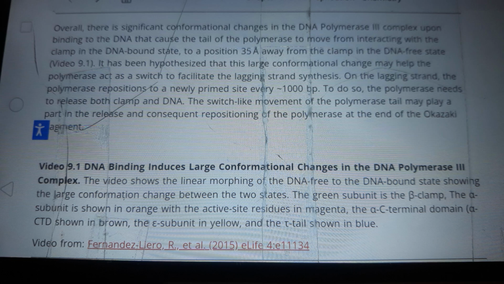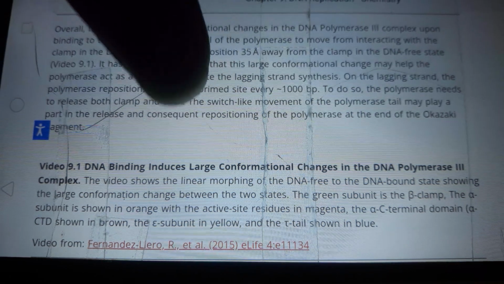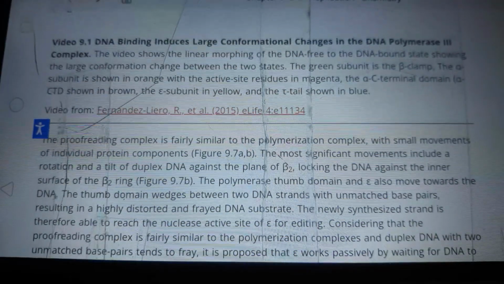On the lagging strand, the polymerase repositions to a newly primed site every 100,000 bp. To do so, the polymerase needs to release both clamp and DNA. The switch-like movement of the polymerase tail may play a part in the release and consequent repositioning of the polymerase at the end of the Okazaki fragment.